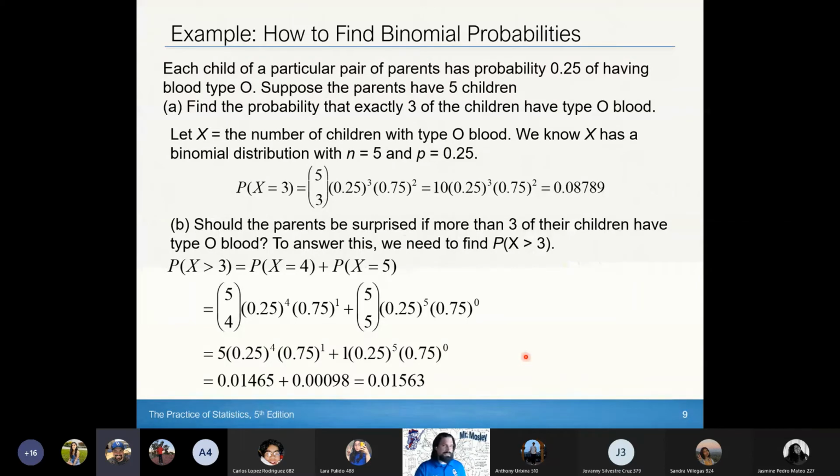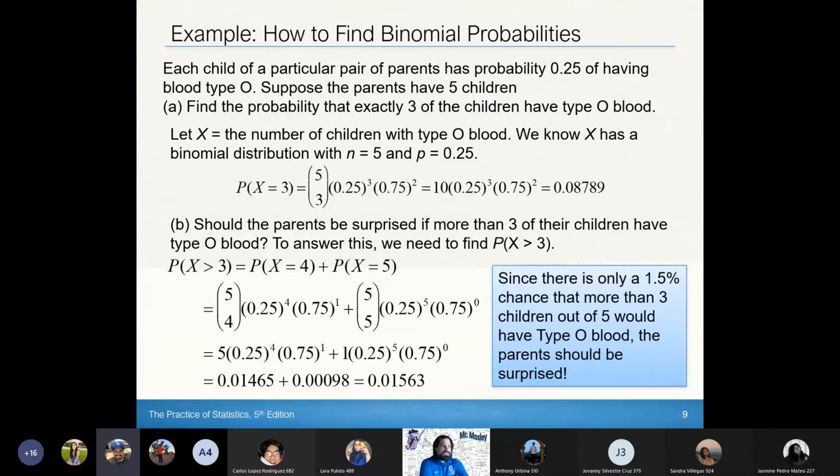Pretty slim pickings. Since there's only about a 1.5% chance that more than 3 children out of 5 would have type O blood, the parents should be surprised. And this is also an example of the type of question you might be asked to answer: based on a probability, should an outcome be surprising? Is the statistic good or bad? There'll be questions like that. Is there anything I can clarify on these 2 examples?